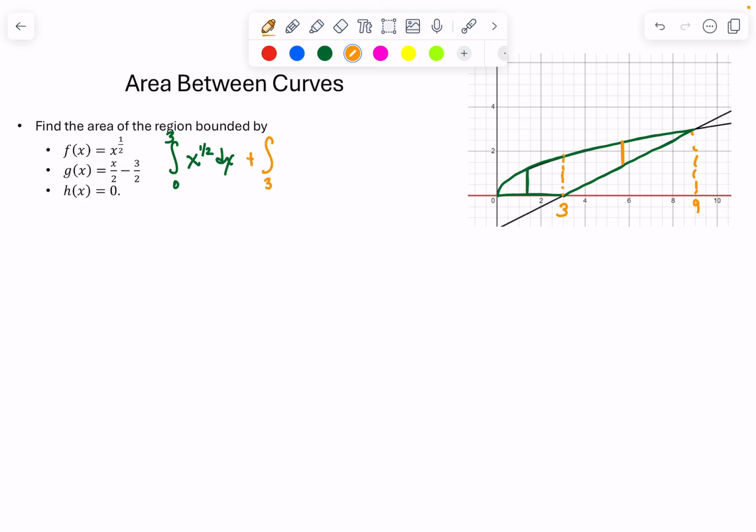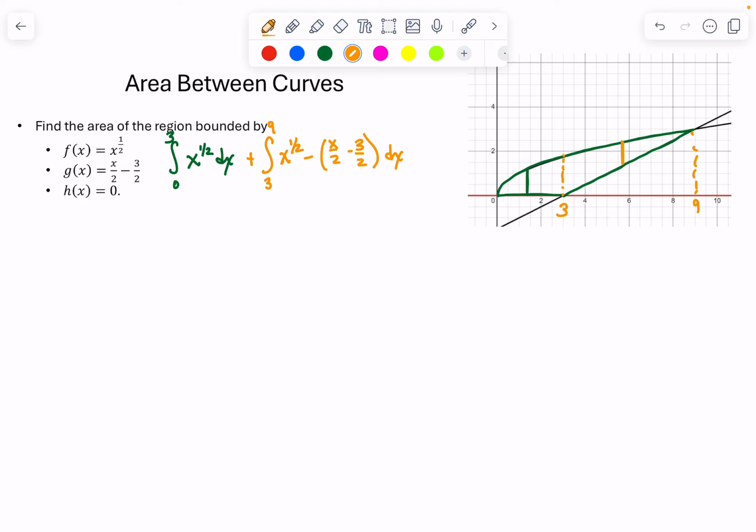Now I'm going to go from 3 to 9. My x goes from 3 to 9, and I've got to figure out the height of that rectangle. Well, that is x to the 1/2 minus the whole quantity, x over 2 minus 3/2. And I'm going to multiply that height by the width of my rectangles, which is dx. Now I should be good to go.